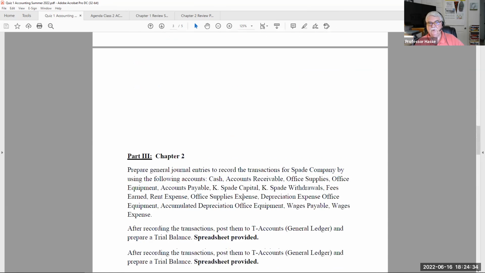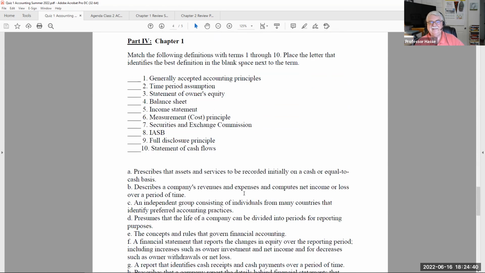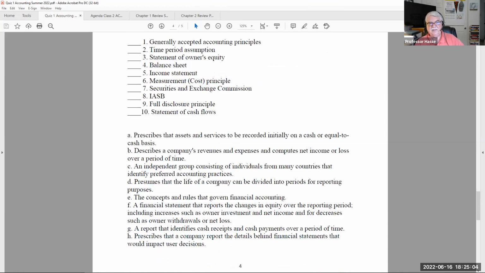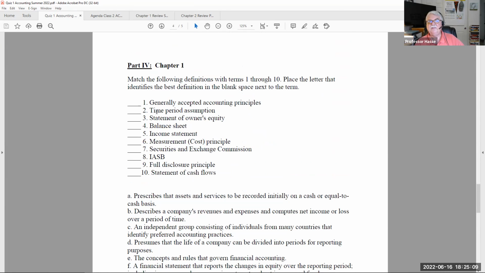I'll skip over 3 and go to question 4. I used to hate these questions when I was in college. Ugh, I hated them. Matching, but they're a great tool. Matching the following definitions and terms. These are definitions here of terms here. Place the letter that identifies the best definition according to these. So what's the definition of generally accepted accounting principles? Is it A, B, C, D, E, F, G, I, J? So you want to find the definition that matches these terms in the problem. Again, right out of chapter 1. But a good learning tool.